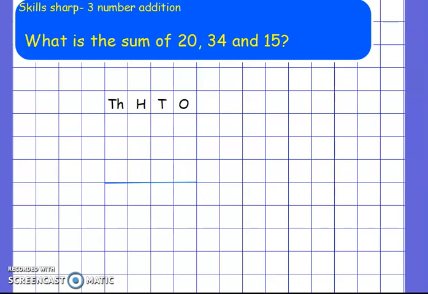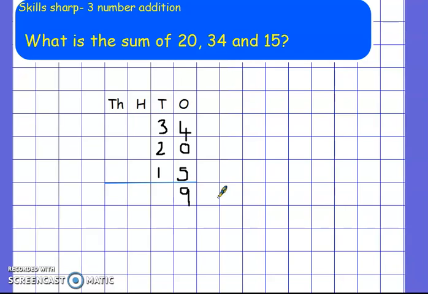Using your pencil and the squares in your book, write the numbers under the correct place value heading, starting from the largest. 34, 20 and 15. Pause the video and add those 3 numbers together, pressing play when you're ready. Okay, let's have a look at your working. You should have started from the ones column and have added 4, 0 and 5 ones to give 9 ones.